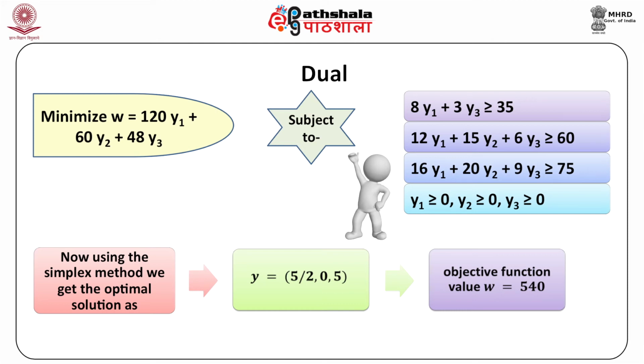Now, using the simplex method, we get the optimal solution as y = (5/2, 0, 5) and the objective function value w is 540. Thus, we see that the theorem is satisfied as the optimal primal solution is the same as the optimal dual solution.